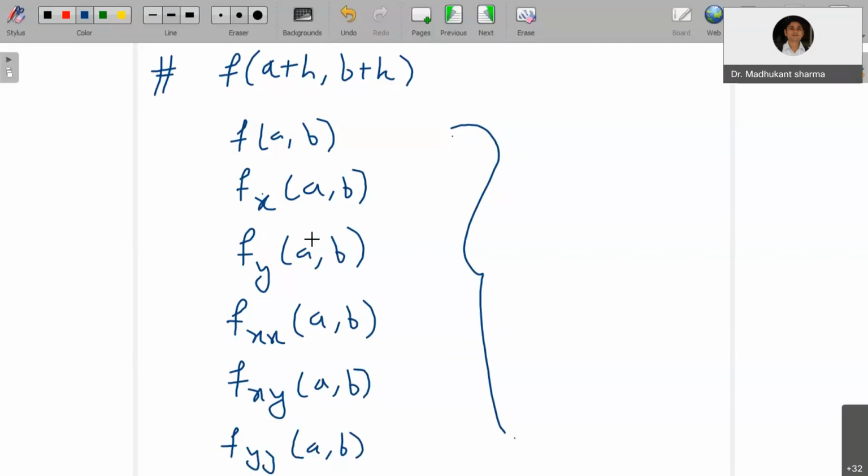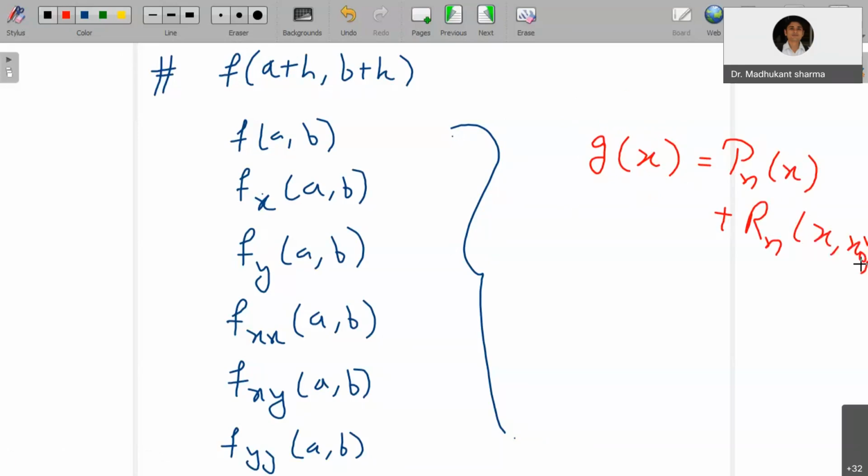Up to some level these approximations are nice. Suppose you are interested in a quadratic approximation or a cubic approximation. In the function of a single variable, let's denote the function by g instead of f, we have expanded it as a sum of a polynomial of degree n plus some remainder term, about the point x naught. That is, a polynomial and some remainder with x comma x naught.